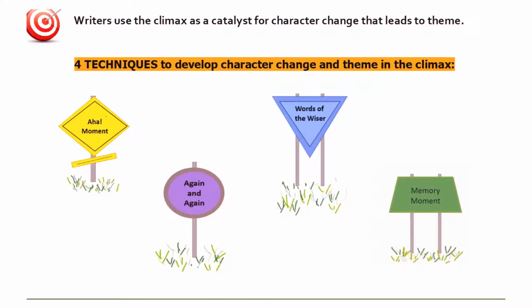The 4 techniques we're going to talk about are really signposts. They're words that you plant into the text to make your reader see the character having an aha moment. Or you can use the again and again technique by using repetition to show a theme. You can also use words of the wiser. This is where someone older and hopefully wiser gives the main character some advice.